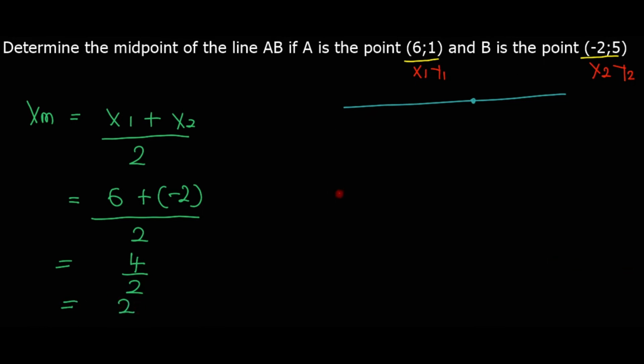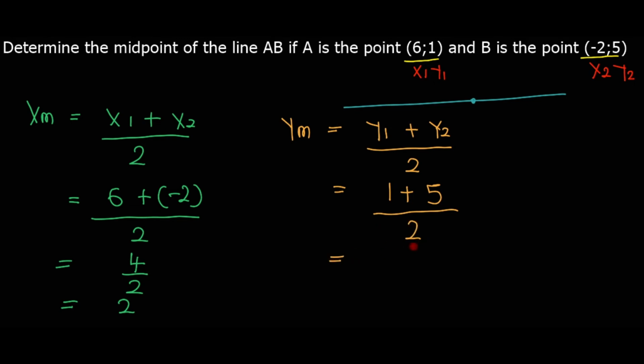Now I'll find the midpoint of the y coordinate. y is equal to y1 plus y2 divide by 2, and then we have 1 plus 5, and then 1 plus 5 is 6, so we have 6 over 2, and then 6 over 2 is 3. Therefore the midpoint we got is 2 and 3, so that is our answer in this way.